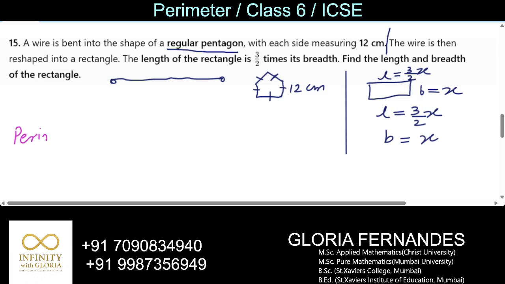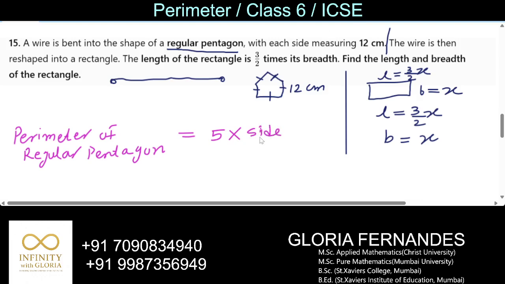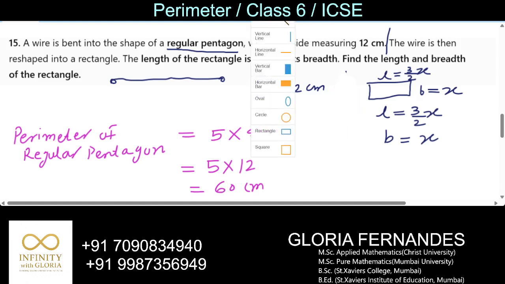Okay, so over here, perimeter of regular pentagon is going to be what? Now the pentagon is having five sides which are the same, so 5 times the each length, or you can say that 5 times the side is nothing but the perimeter of a regular pentagon. Now over here, each side is what? 12. So 12 fives are 60. So the length of the wire, we have got it as 60 centimeter.